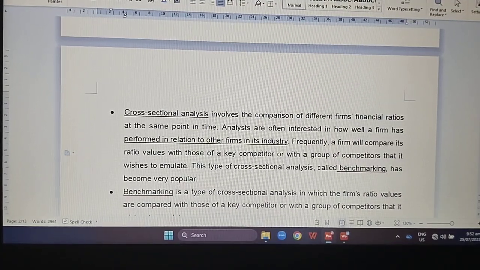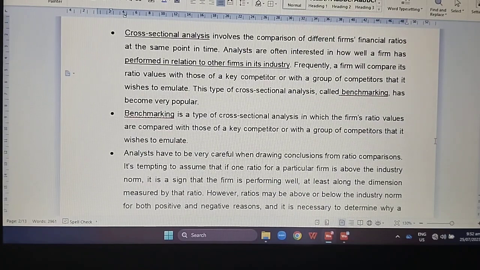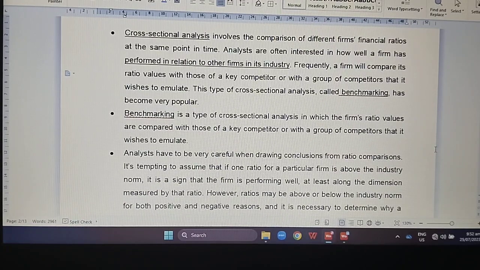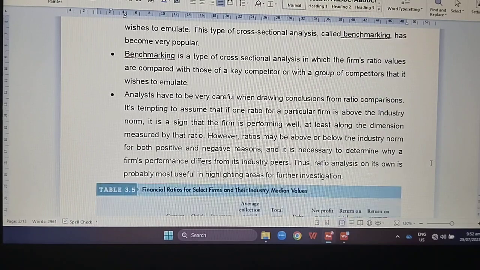So, benchmarking is a type of cross-sectional analysis in which the firm's ratio values are compared with those of a key competitor or a group of competitors that it wishes to emulate. Kasi nga, pareho. Okay? You have the same level. Hindi tayo pwede mag-compare ng isang malaki sa isang maliit. Alam na natin ang resulta. Diba? Hindi niya kakayanin in terms of finances, in terms of capacity. So, bali wala yung gagawin natin.